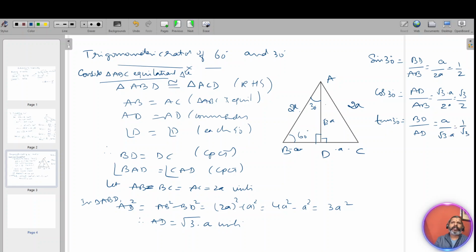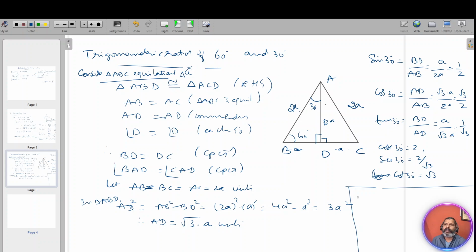Once we know these, we can take reciprocals to get the cosecant, secant and cot. I'll do it in a single line. Cosecant 30 is the reciprocal of sin 30. That is 1 by 2, reciprocal is 2. Therefore, cosecant 30 is 2. Secant 30 is the reciprocal of cos 30. That is 2 by root 3. Cot 30 is the reciprocal of tan 30. That is 1 by root 3, reciprocal is root 3. So these are the values for the 30 degree ratios.